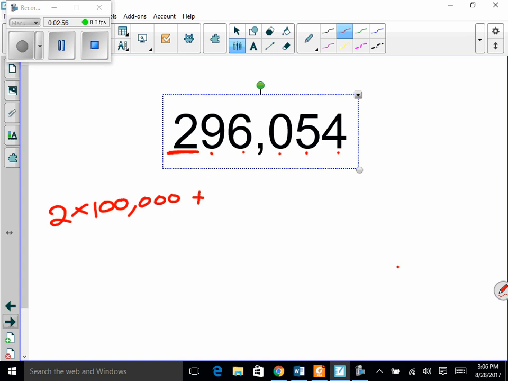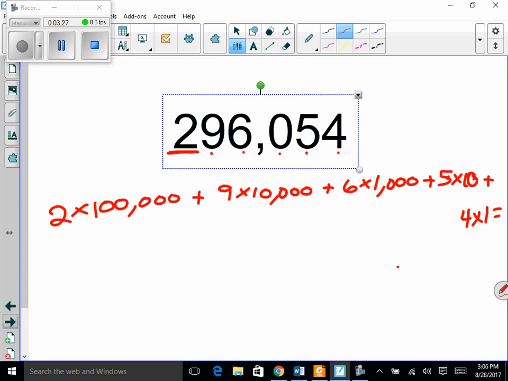Then you have plus, then you go to the 9. That's in the 10,000s. So then we write 9 times 10,000, plus 6, which is in the thousands place, 6 times 1,000. Plus, there's nothing in the hundreds, so we don't have to write it there. So we go to the tens, plus 5 times 10. And then finally, the 4 at the end is 4 times 1. If I worked all this out, you would get 296,054.